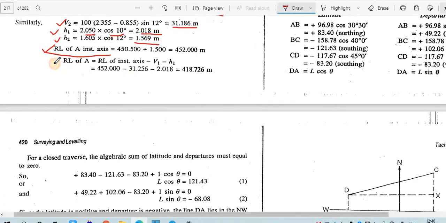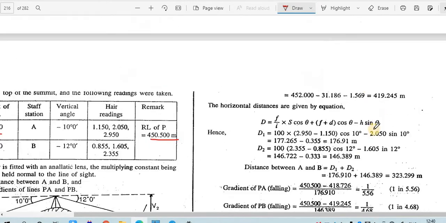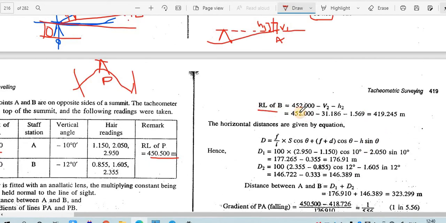So the RL of A is the RL of instrument axis minus V1 minus H1, which comes out to be 418.726. Similarly, the RL of B is the RL of instrument axis minus V2 minus H2, which comes out to be 419.245.